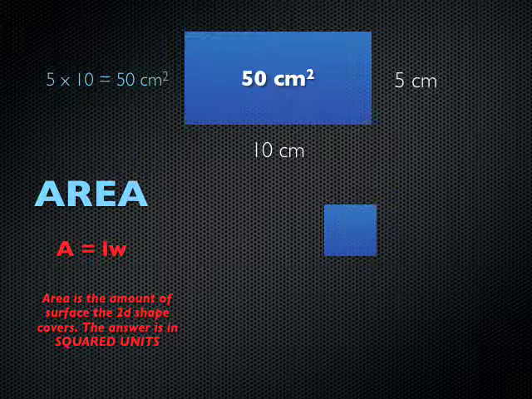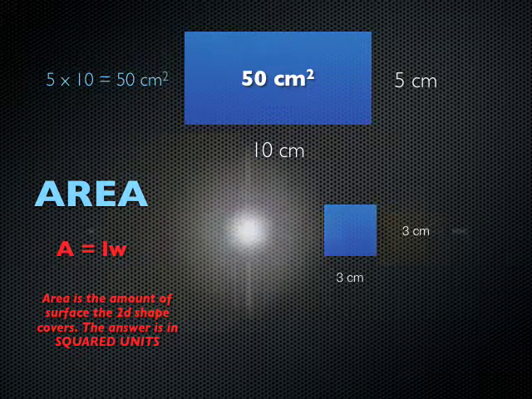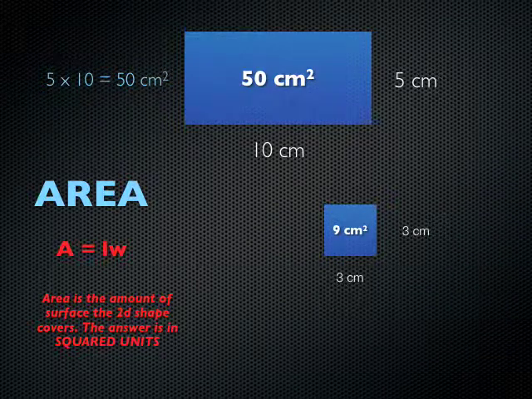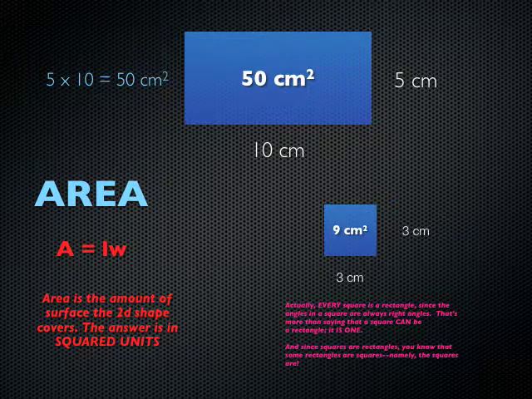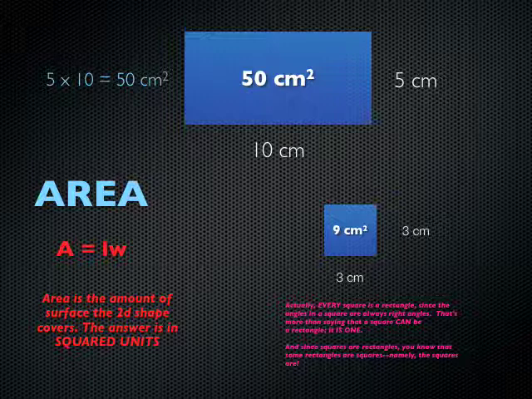Below it is a square, and in this case a square is part of the rectangle family. I'll explain a bit about that later. The sides of the square are 3 centimeters. So 3 times 3 equals 9. So the answer is 9 centimeters squared. Actually, every square is a rectangle, since the angles in a square are always right angles. That's more than saying that a square can be a rectangle, because it is one. And since squares are rectangles, you know that some rectangles are squares, namely, the squares are. I hope that doesn't confuse you.